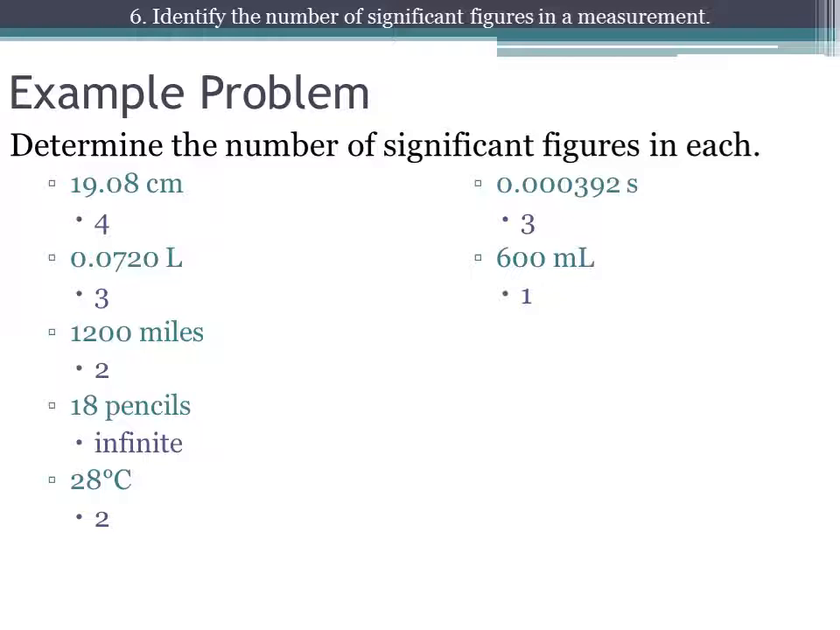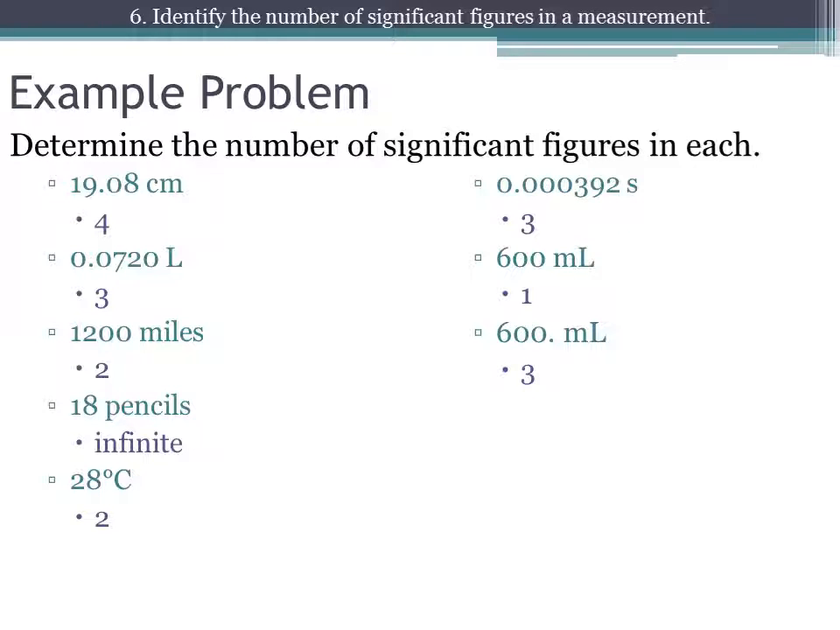But consider this. What if we were to measure a volume, say, of a liquid, and it was 600 milliliters, but it actually should be more than 1 sig fig? How would we write that? Well, one way to do it is to put a decimal point at the end. This shows specifically that that last zero is estimated. So if the last zero is estimated, that means the middle zero is known, so that would be 3 sig figs.